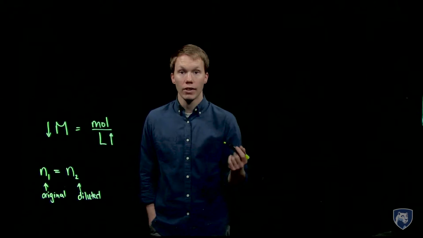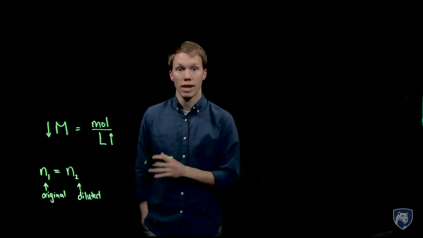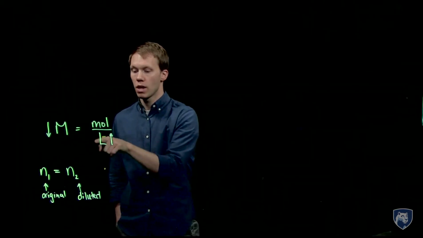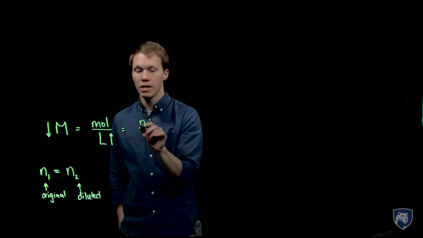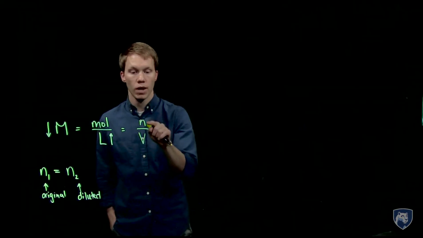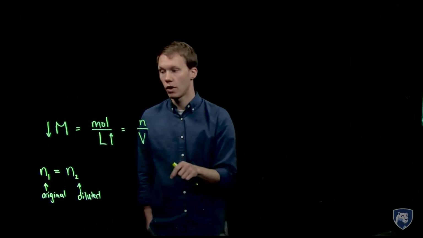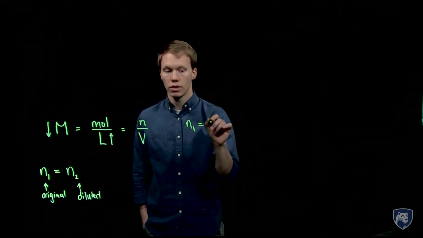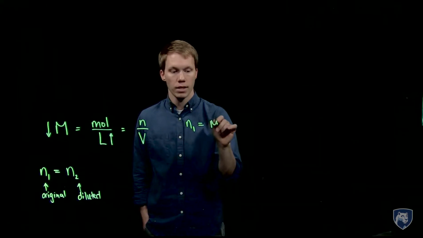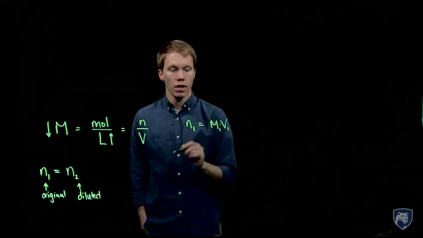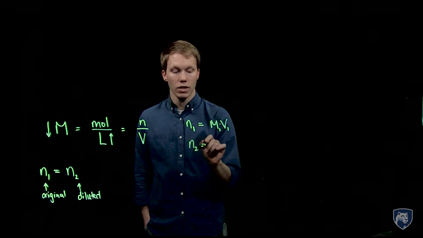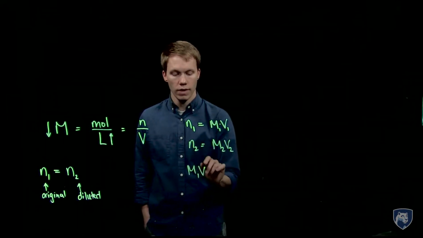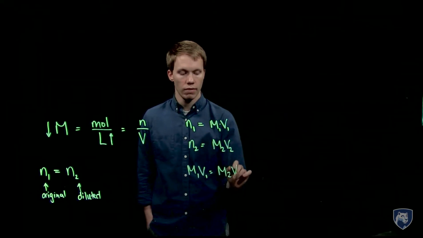And we could even calculate the original concentration if we were, say, working backwards in a problem. So concentration is equal to moles per liter. I'm going to rewrite this as n over V. So n is the variable often used for moles, V for volume. So if my number of moles is equal to M times V, I can combine these two equations to get M1 V1 equals M2 V2.